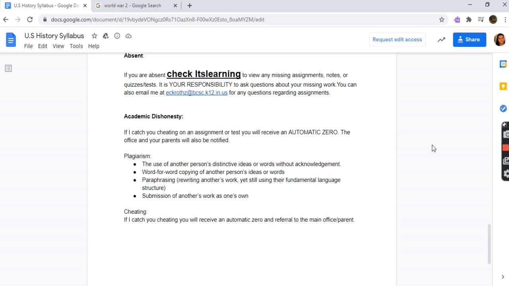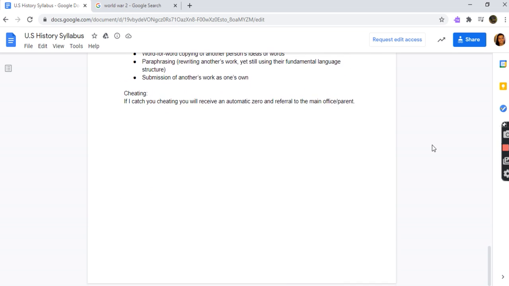Plagiarism. The use of another person's distinctive ideas or words without acknowledgement. Word for word copying of another person's ideas or words. Paraphrasing. Rewriting another's work, yet still using their fundamental language structure. Submission of another's work as one's own. Cheating. If I catch you cheating you will receive an automatic 0 and a referral to the main office or a parent. So please do not do any of those things, okay?